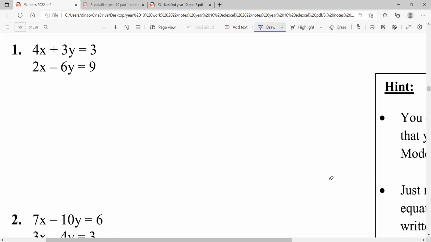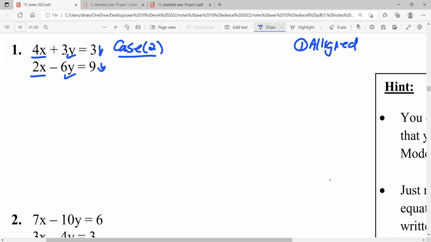Now let's check case 2 together and see how I solve simultaneous equations when the coefficients are not the same. Let's go through the steps again. Step number 1, as we said, is to make sure that the equations are aligned vertically: x under x, y under y, and number under number. Great, my equations are written correctly.